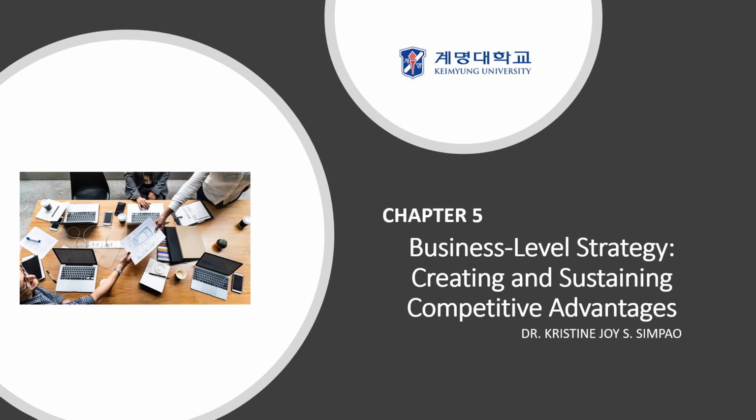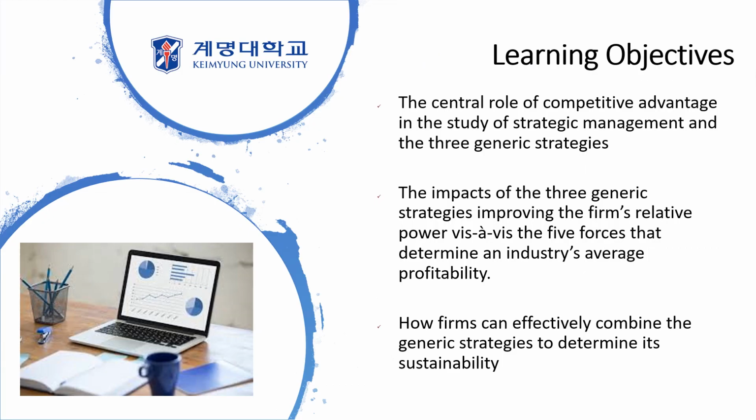Since the business level is where competition takes place, a firm's performance at this level is vital to its overall success. For this chapter, we have three learning objectives. First, let us understand the central role of competitive advantage in the study of strategic management and the three generic strategies: cost leadership, differentiation, and focus. Let us describe each of these strategies and provide examples of firms that have successfully used them to outperform rivals.